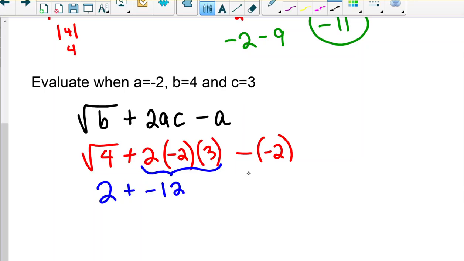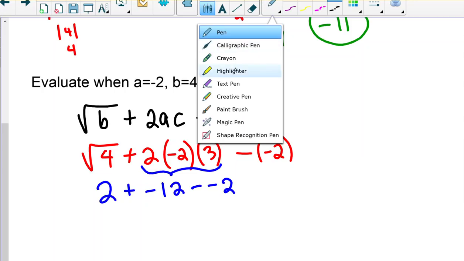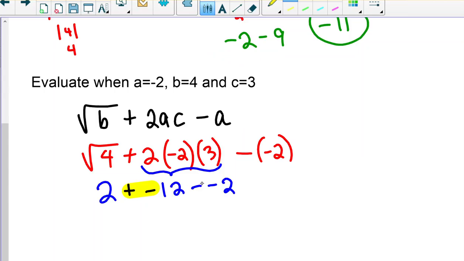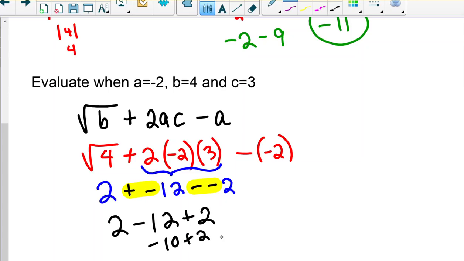And now I have minus and -2. Okay, so I have tons of double signs going on here. So I want to rewrite this where I don't have double signs. I have double signs here and here. So rewriting this, I know plus a negative is the same thing as minus, and minus a negative is the same thing as plus. Okay, and that's going to leave me with subtraction and addition. And I remember from GEMDAS that I read left to right. So 2 minus 12 is negative 10, and then negative 10 plus 2 is negative 8.